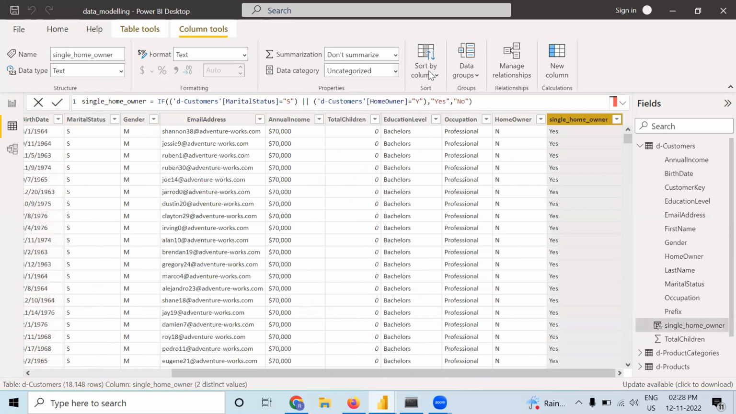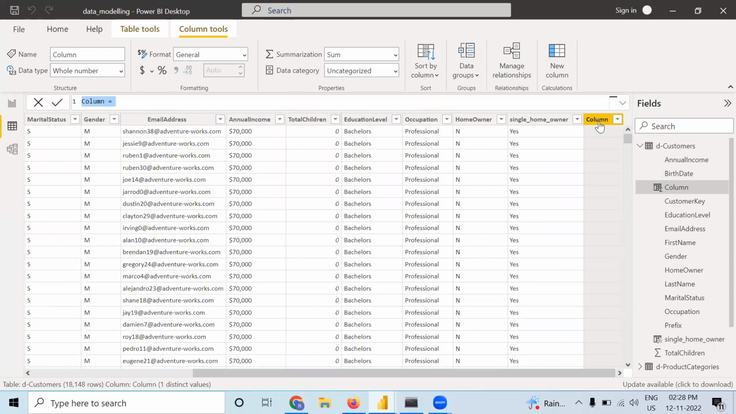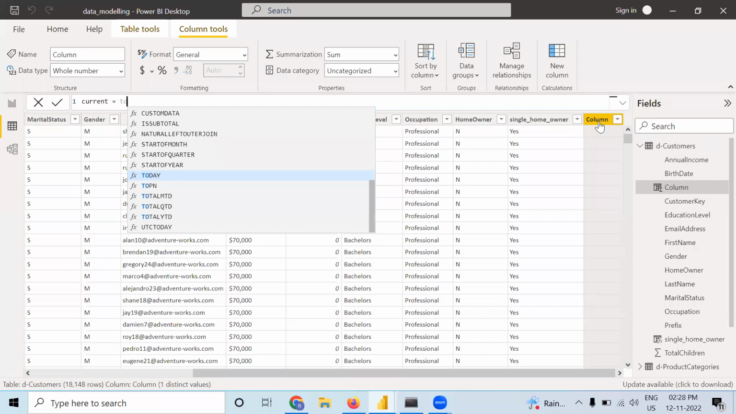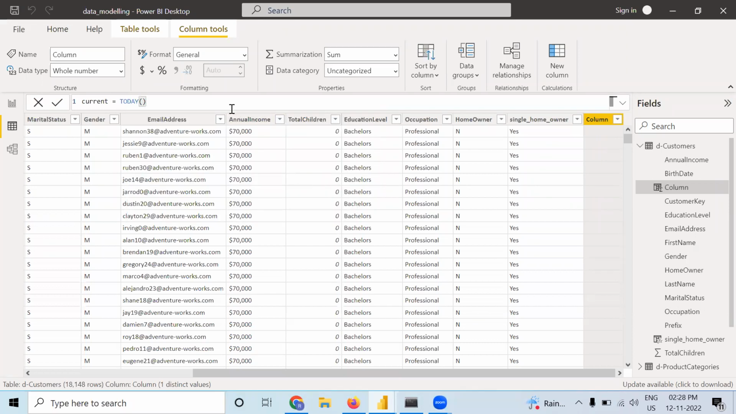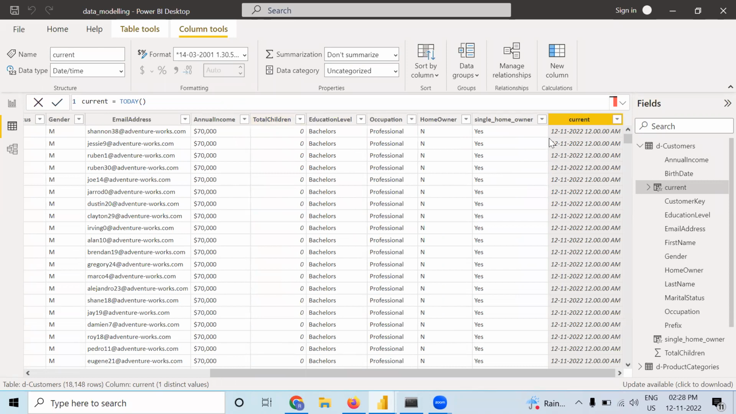Okay, so I'm going to make a new column. First of all, we should understand what the current date and its year are. So see, I'm making a new column, current, right? And TODAY is a function through which we can find the current date. Today is 12th November 2022.